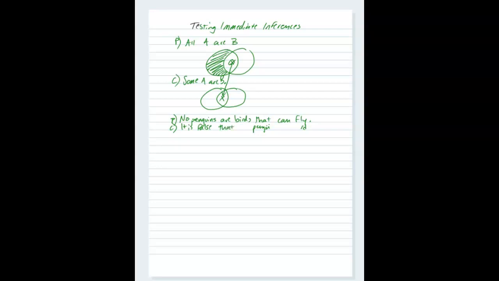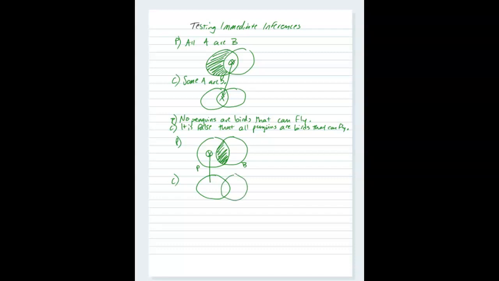Our premise: no penguins are birds that can fly. Our conclusion: it is false that all penguins are birds that can fly. So we need to draw the Venn diagrams for the premise and for the conclusion, and we'll see whether or not this is a valid inference. The diagram for the premise looks much like the Boolean diagram for a universal negative proposition. We'll shade in the area where they overlap, but we also need our circled X in the area that is not shaded of the subject term.